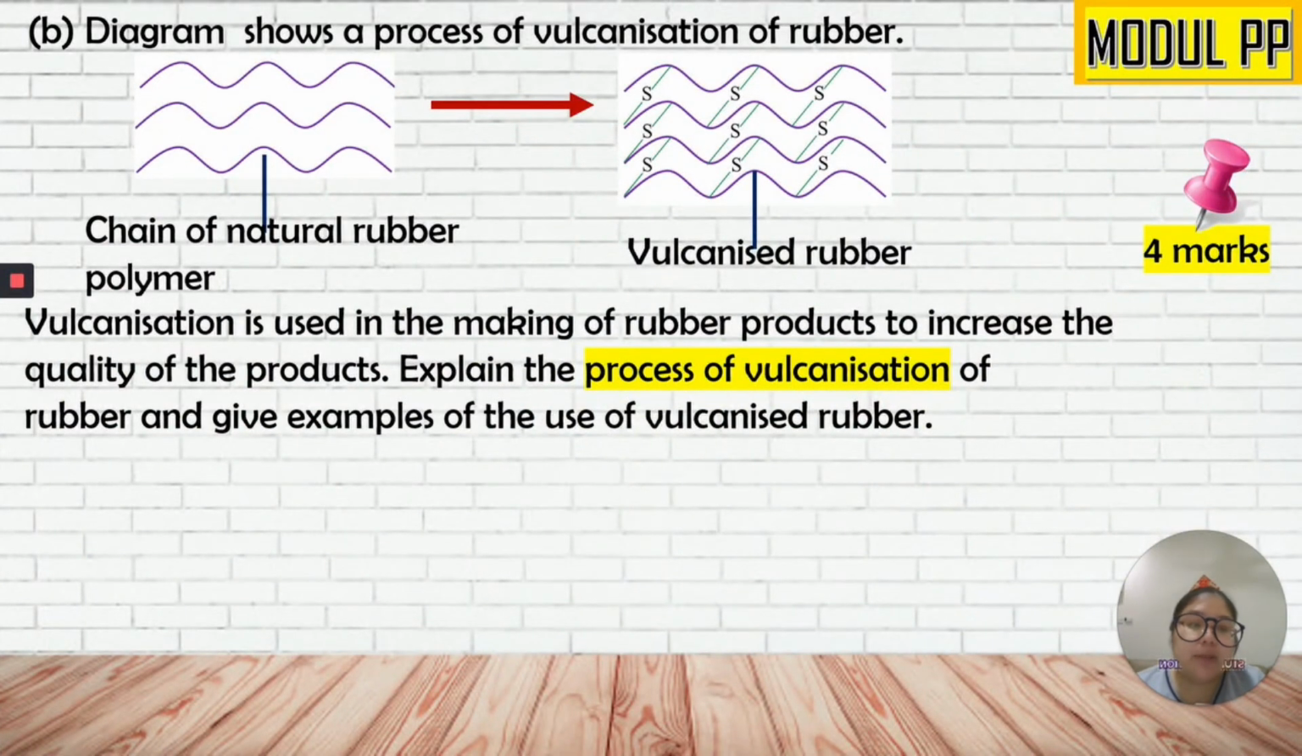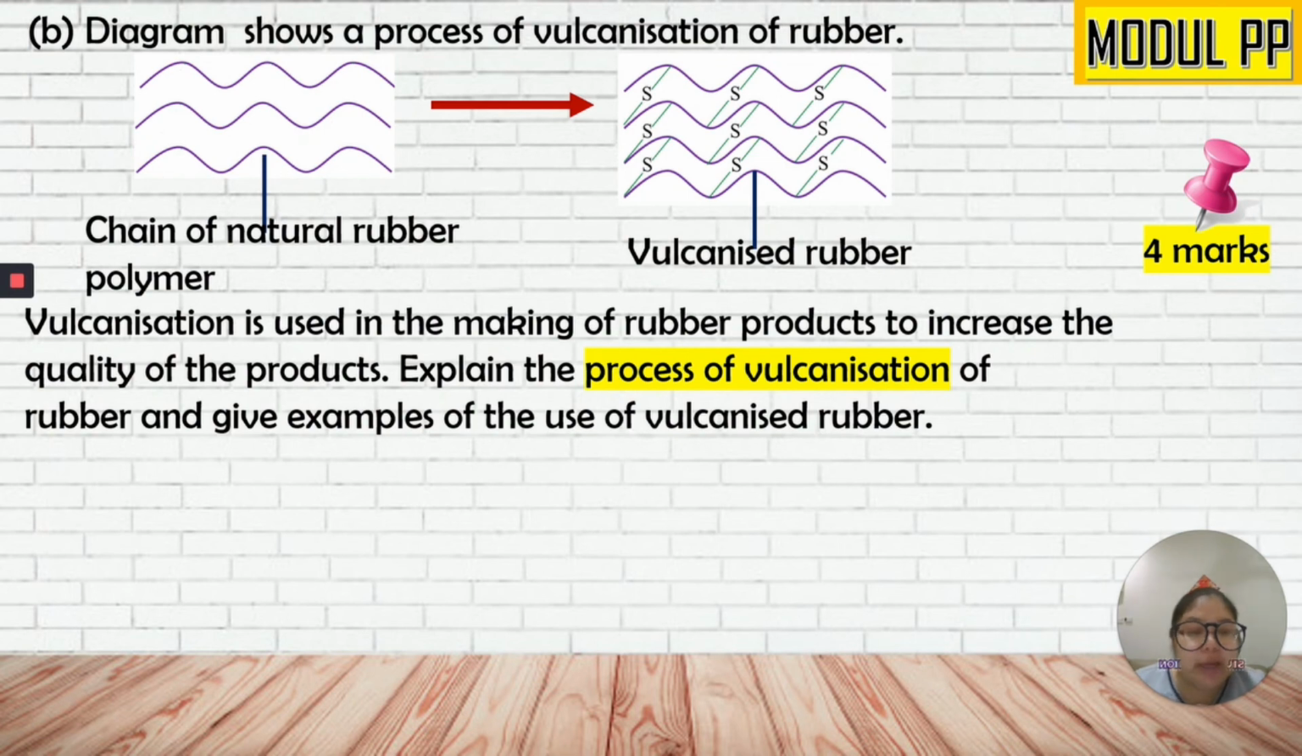After the 6 marks, another one is 4 marks, because the whole of section C is 10 marks. Now we see question B. They show the chain of natural rubber and another one, vulcanized rubber. Vulcanization is used in making rubber products to increase the quality of the products. Now we need to explain the process of vulcanization of rubber and give examples of uses of vulcanized rubber.